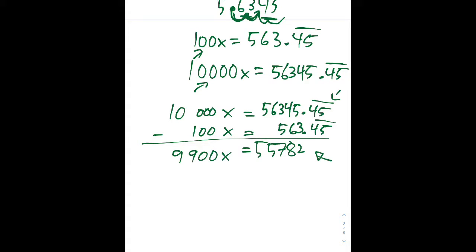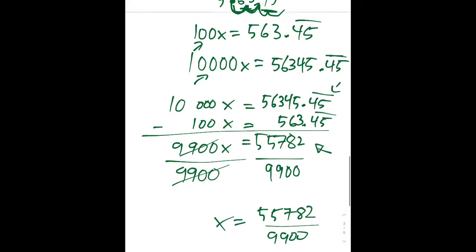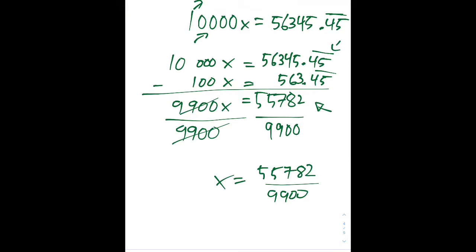So now we have 9,900x equals 55,782. We want to solve for x, which means we divide by everything that's not the x over here, so we can cancel. And we're allowed to do that as long as we do the same on the other side. So we get x is equal to, this is an ugly example here, 55,782 over 9,900. And you can check that out on your calculator to say, is this actually the same? And it should be.